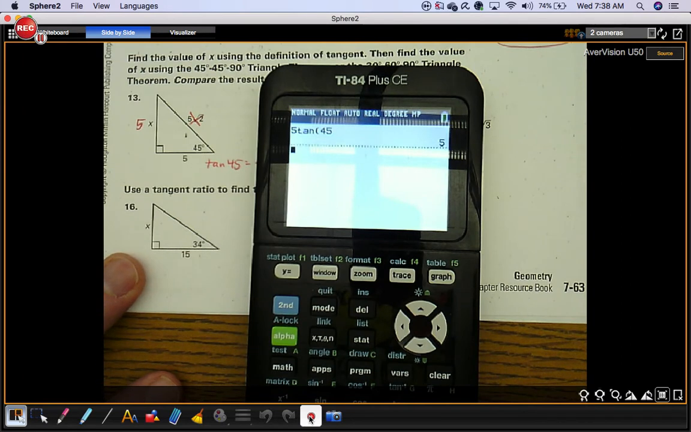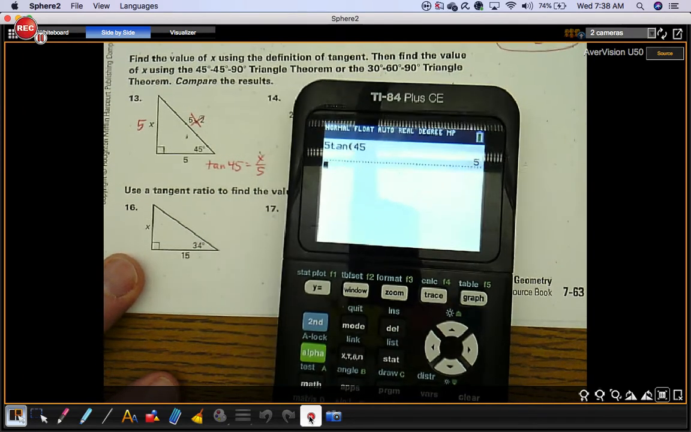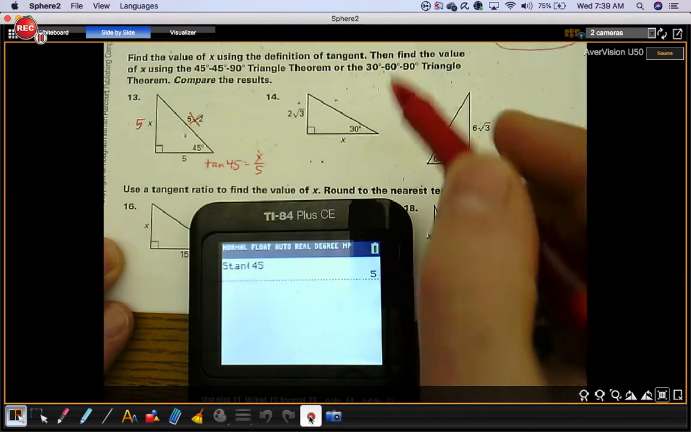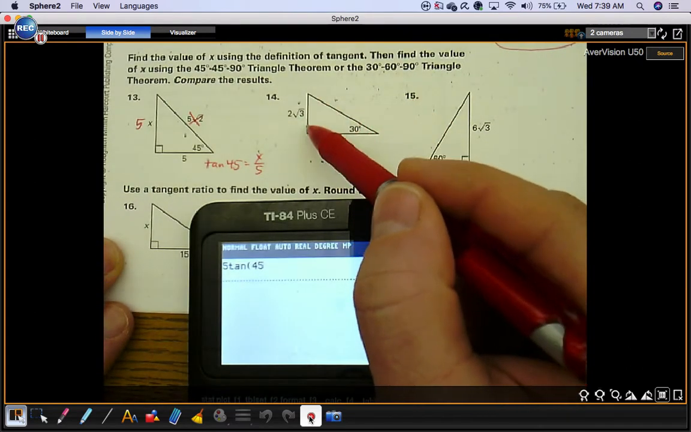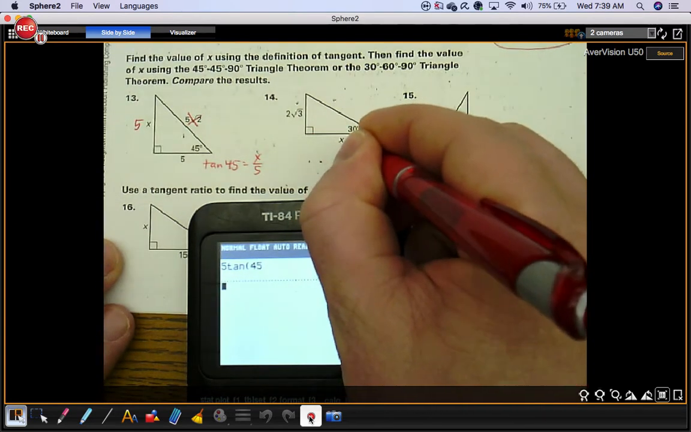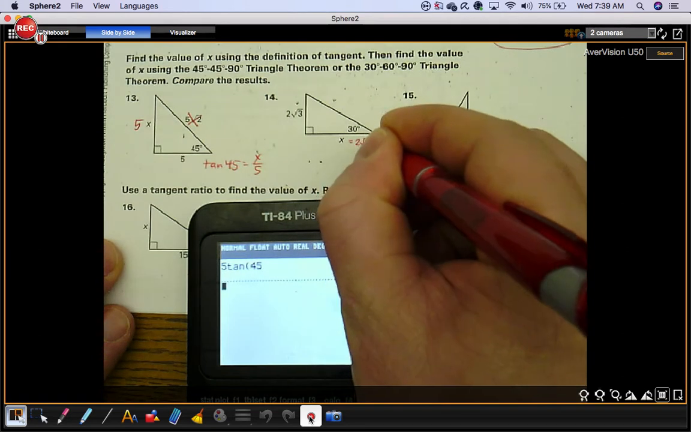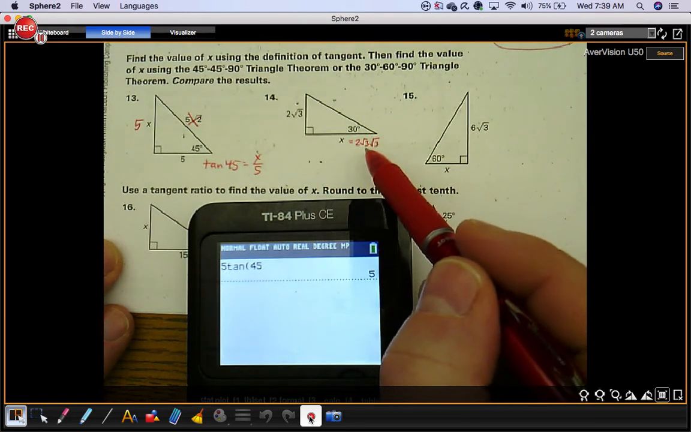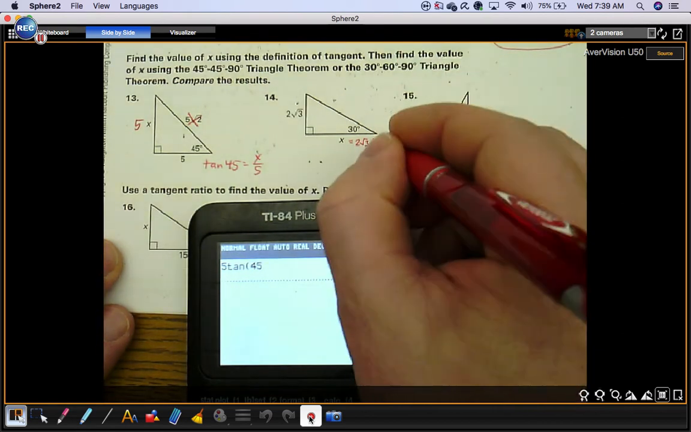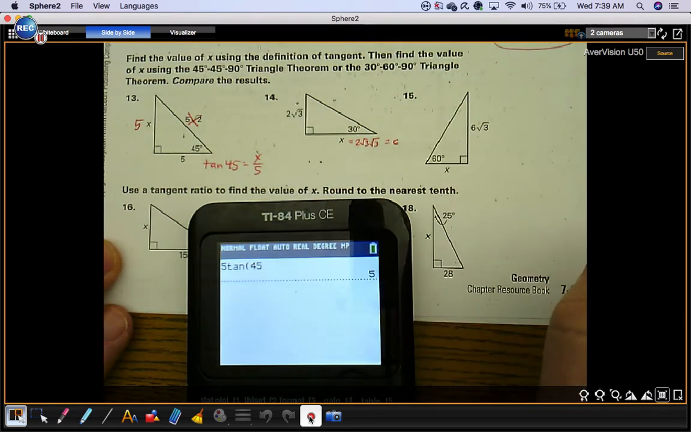If it doesn't, then you're either in the wrong mode or you messed something up somewhere. Number 14, this is our short leg, 2 square roots of 3. If you want the long leg, you take the short leg and you multiply it with the square root of 3. Square root of 3 times the square root of 3 is just 3. So we're doing 2 times 3, which is 6.